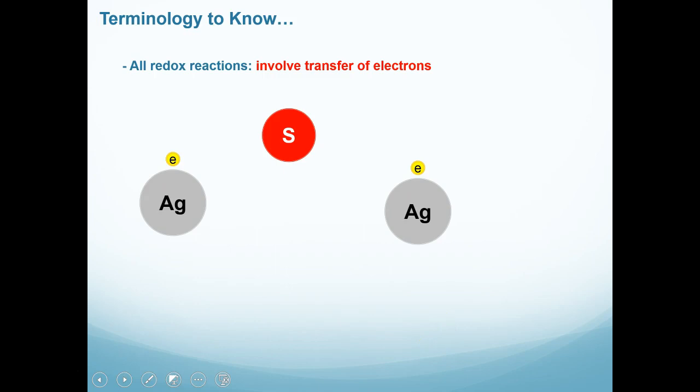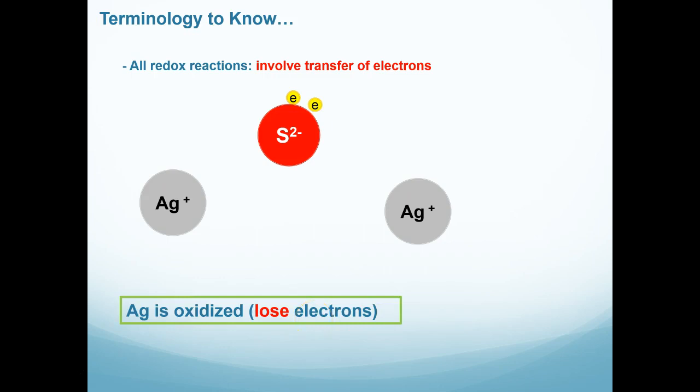So a little terminology, right? All redox reactions are going to involve the transfer of electrons, all right? And if we think about why this happens, it goes back to things that we've seen before. We want to gain and lose electrons to become stable. So metals like to lose electrons to become stable, and nonmetals like to gain electrons to become stable. All right, so I have two silver atoms that are each losing an electron, and then sulfur gains those 2 electrons, and now everyone is happy, everyone's stable. So we say that silver is oxidized because it's losing electrons, and sulfur is reduced because it's gaining electrons.